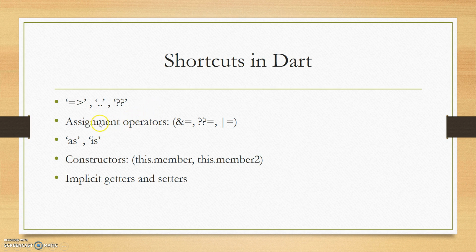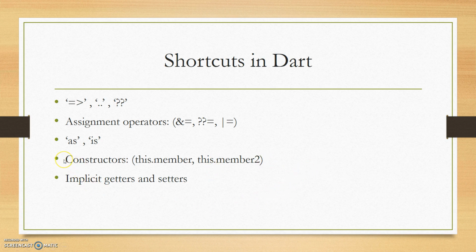Another cool thing about Dart is that it has assignment operators for nearly everything. For example, this checks if the left side is null, and if so, will set it equal to the right side. As is how they typecast, and is checks the type. So it cuts down a lot of typing when you're trying to cast and find out types.